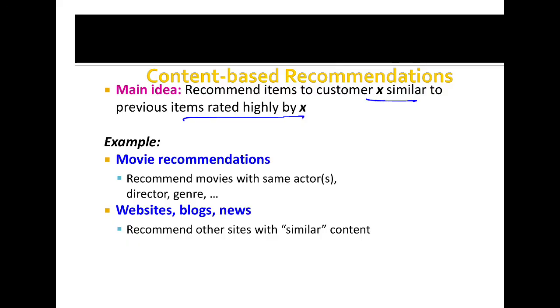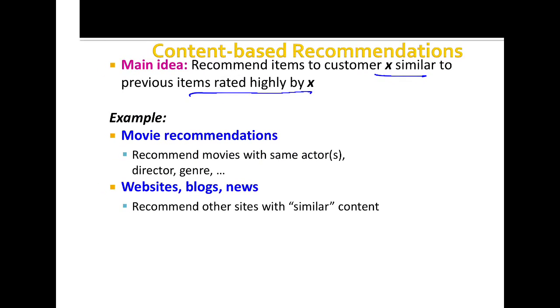So for example, in this case, movie recommendation, each movie has actors, directors, and the genre. If a user is highly rating a particular genre of movie, then they are more likely to like that genre again. So you're going to recommend that, or a particular actor, or a director, and stuff like that.